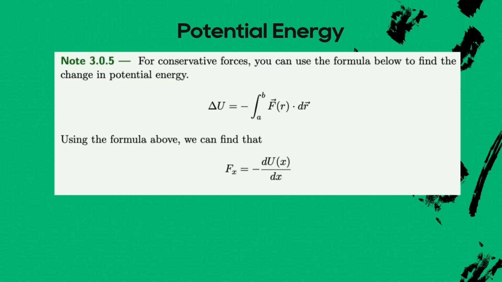Now for conservative forces, you can use the formula I've written on the screen to find the change in potential energy. It's simply the integral of the force. If you're given an expression for the force, then you can integrate that, and the minus of that is the change in the potential energy. Using the same formula, we can find that minus dU over dx equals the force. This is important because sometimes you'll be given a potential energy curve with respect to x. If you find the slope of that curve at a point, then you can find the force.